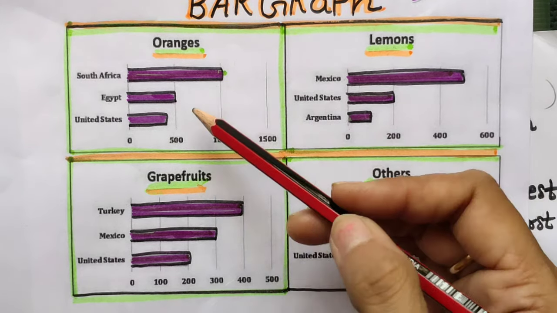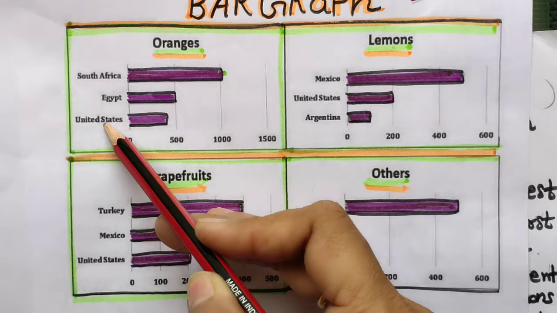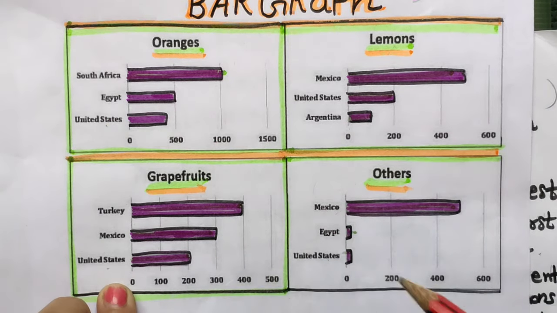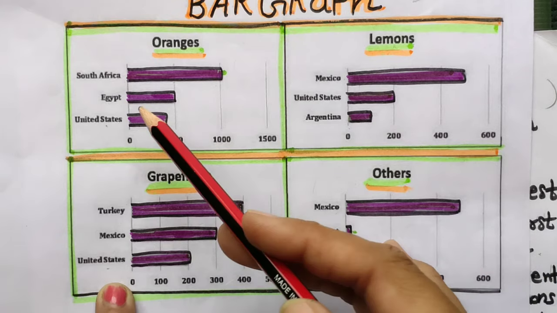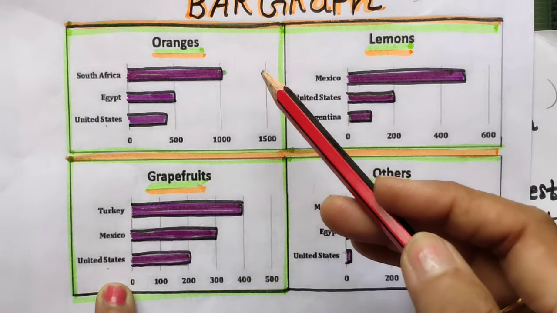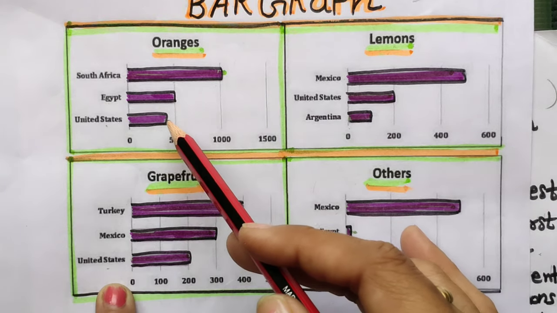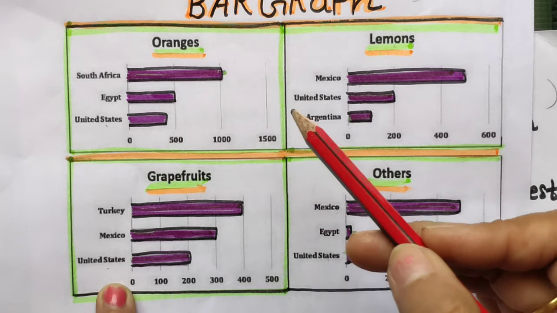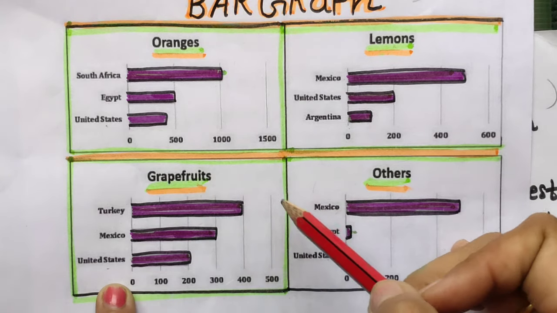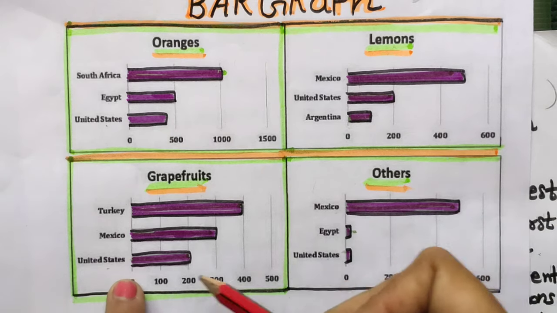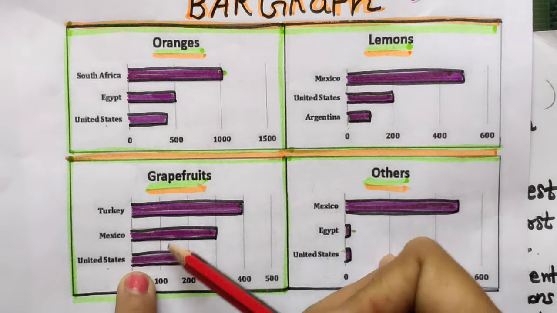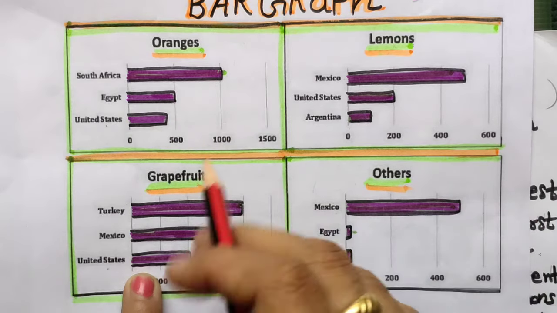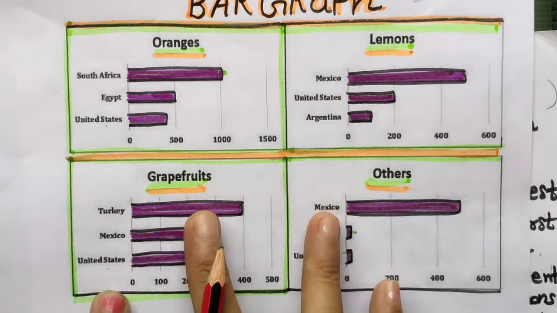Mexico, and I can see the United States everywhere, but nowhere was the United States at number 1. It means US citizens are fond of eating juicy fruits like these citrus fruits, but they are giving equal importance to everything. Yes, they are giving more importance to grapefruits and oranges. Now we have analyzed the bar graph.